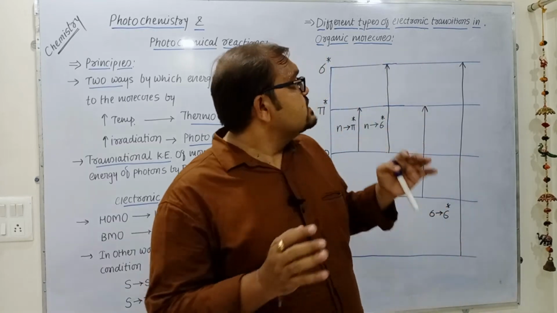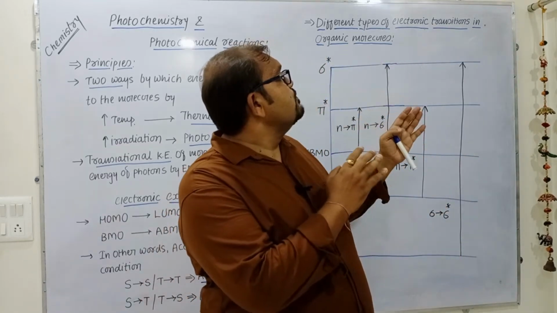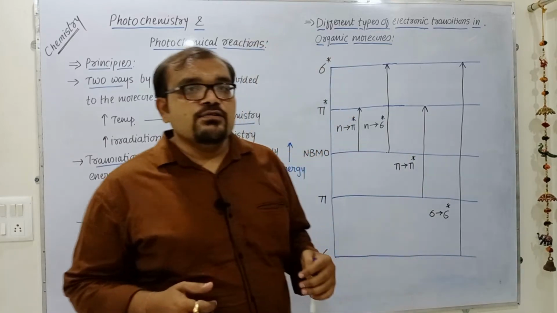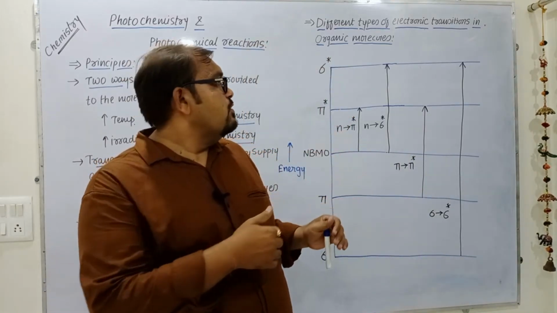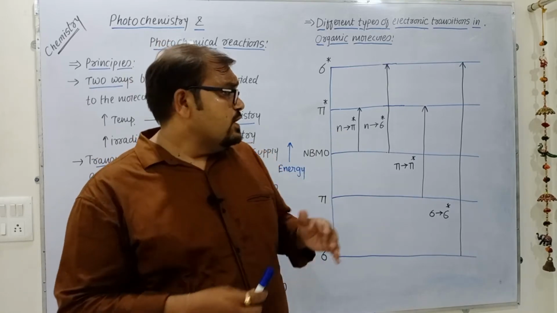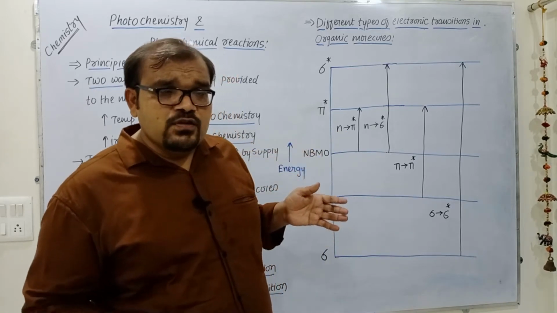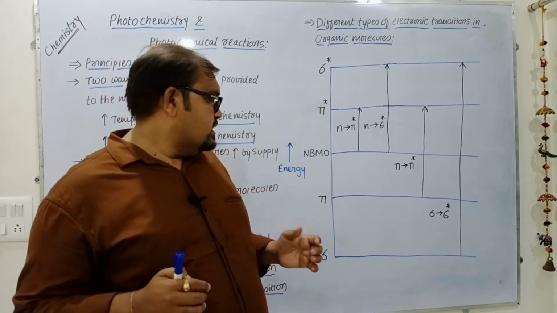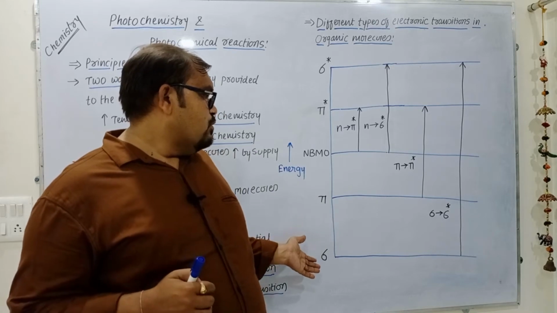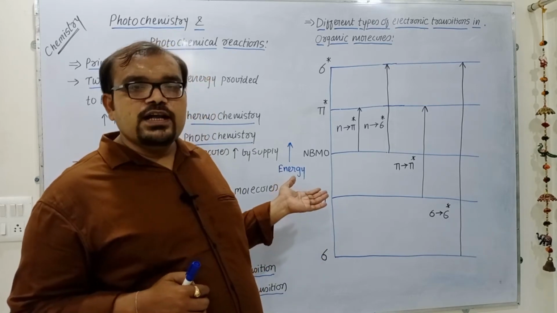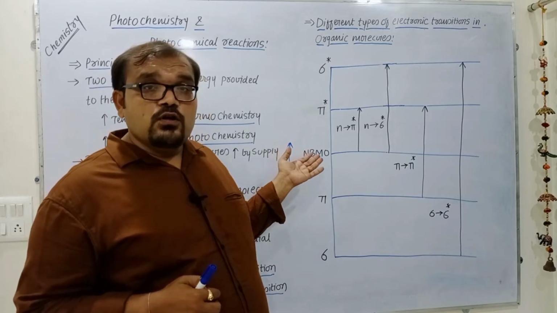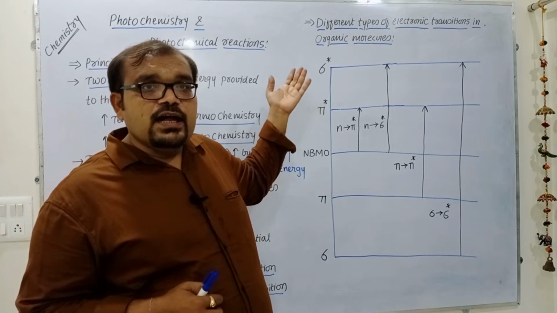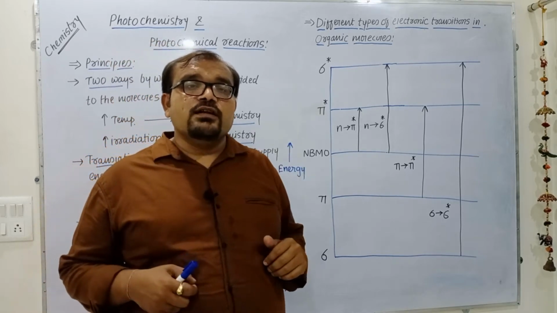Right, now we discuss the different types of electronic transition that take place in an organic molecule. As we can see on the board, according to the increase in energy, we can arrange the orbitals as sigma bonding, pi bonding, non-bonding molecular orbital, pi anti-bonding, and sigma anti-bonding molecular orbital.